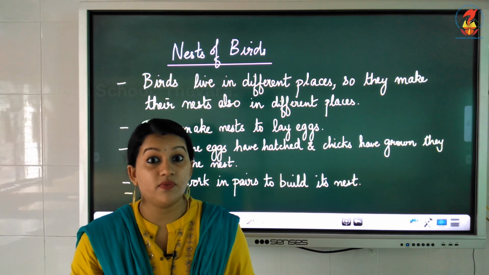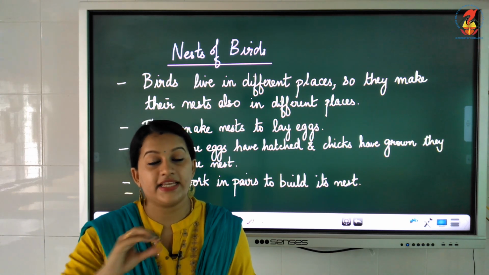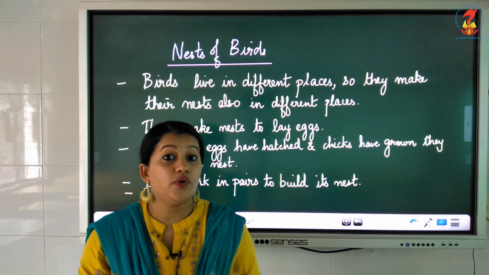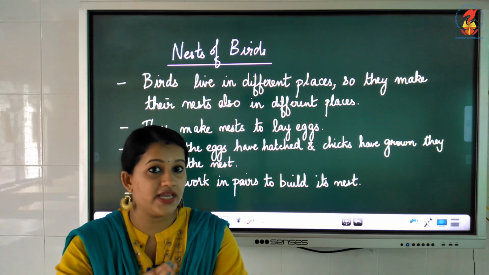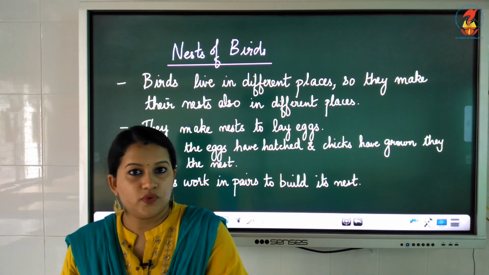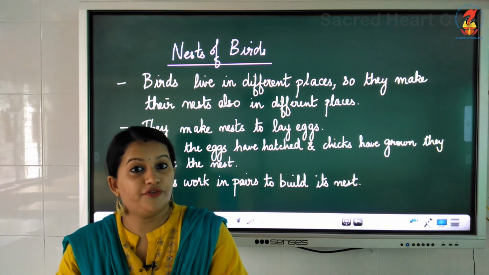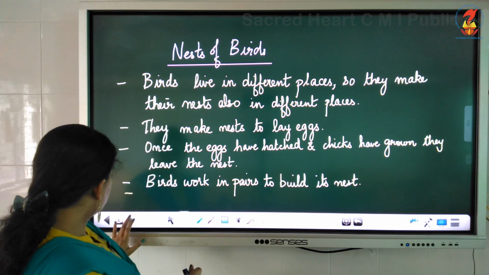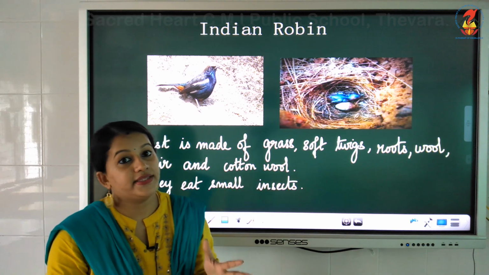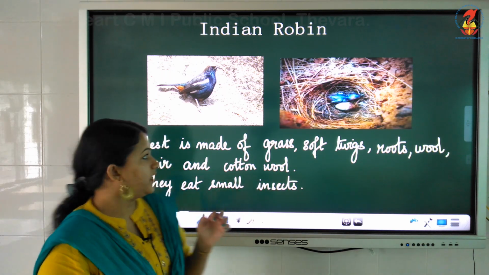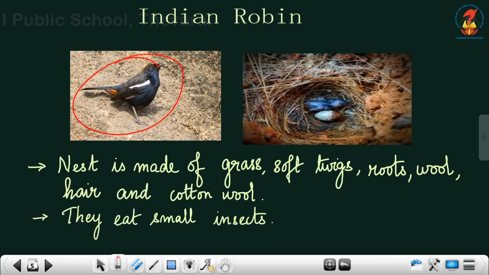Now let us see the different kinds of birds and the different types of nests that each particular bird makes. And you all know, children, the nest that each bird makes will be different. A crow's nest will be different from a sparrow's nest. So let us familiarize ourselves with the nest habits of different birds. So see, the Indian robin, one of the birds that you can see around our country. The picture that I have shown over here is the picture of the Indian robin.